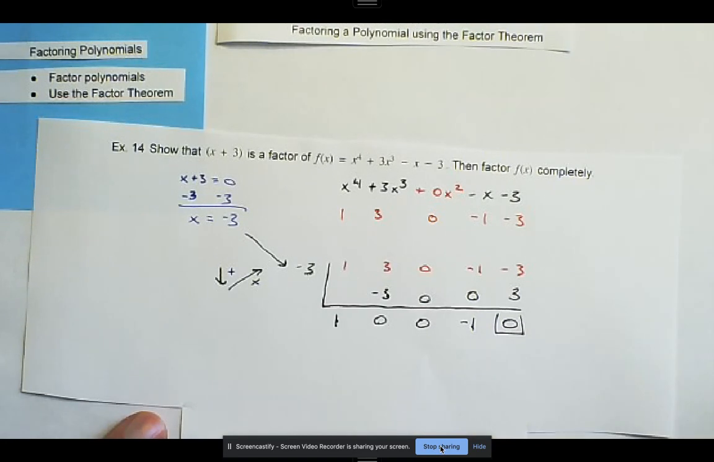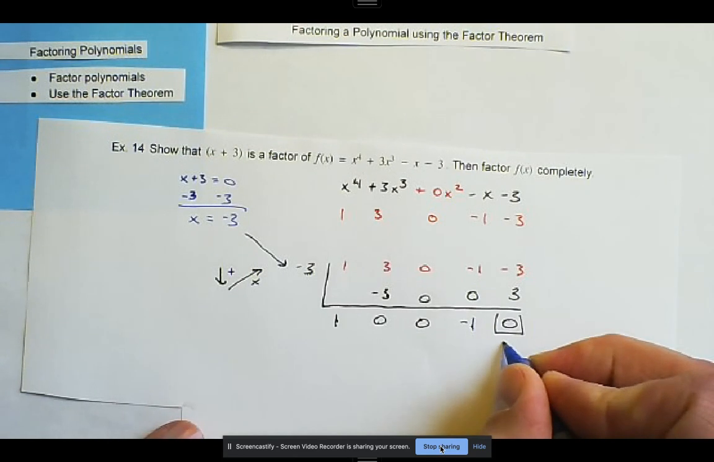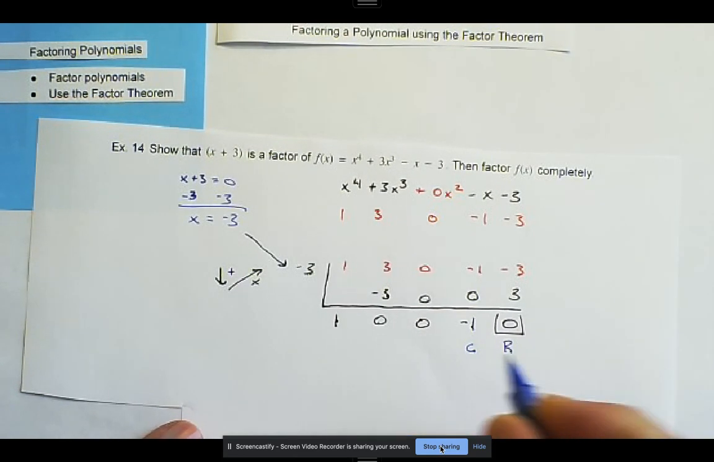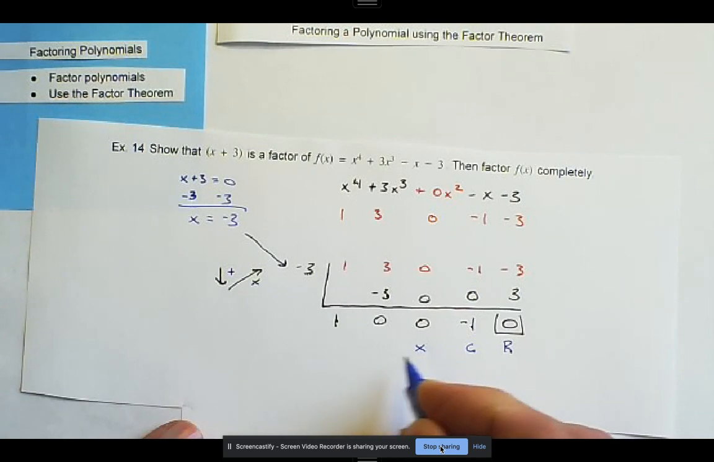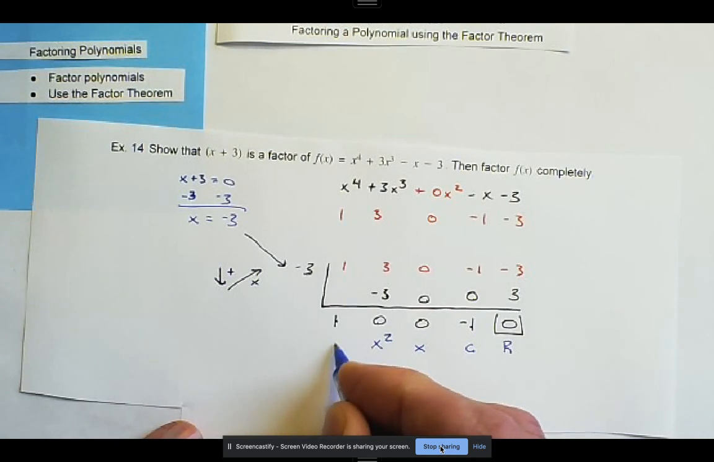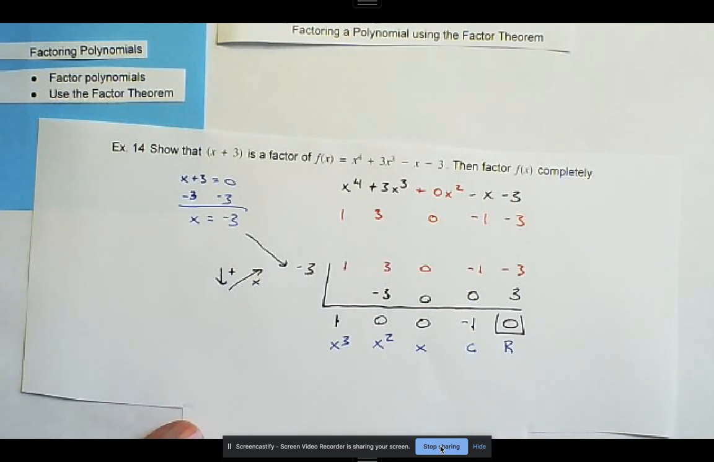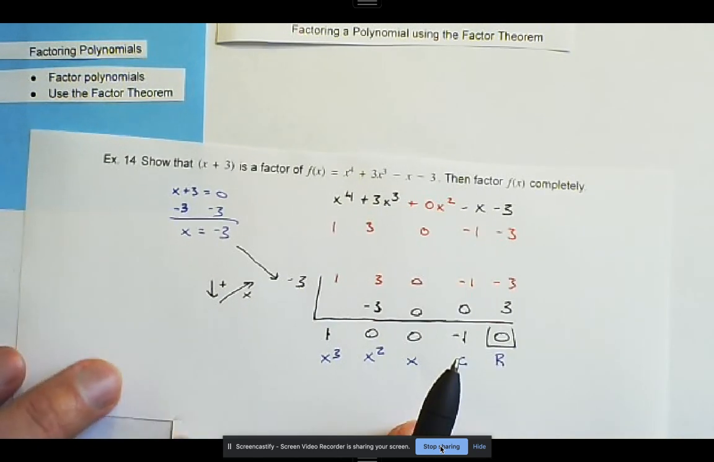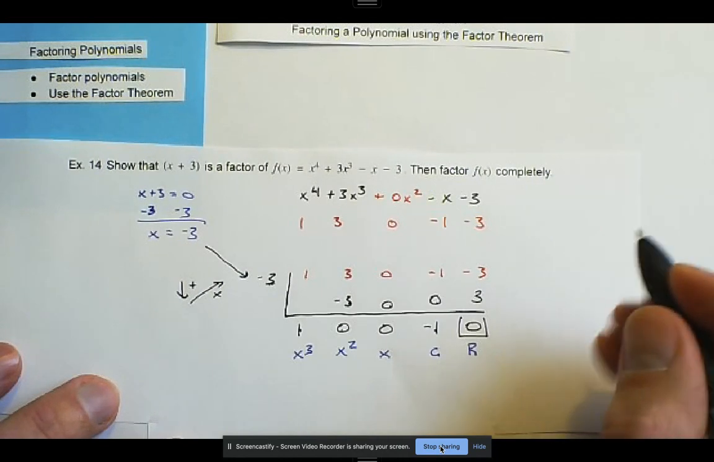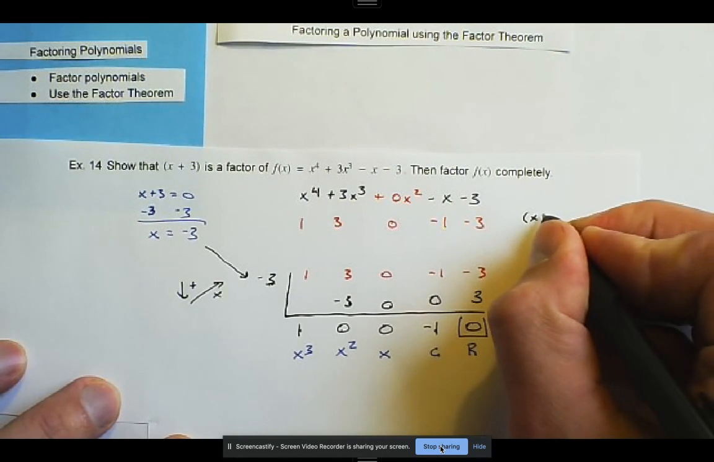So that's our remainder. And so we do see that that is a factor. So we have our remainder, we have our constant term, we have our linear term, our quadratic term, and our cubic term. So now we know that x plus 3 is a factor.